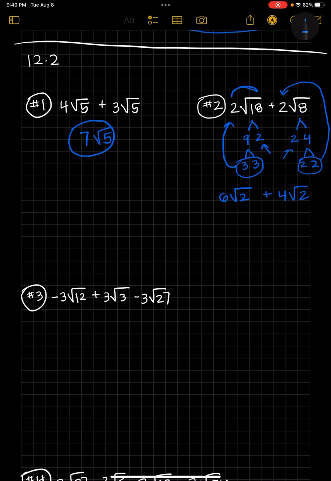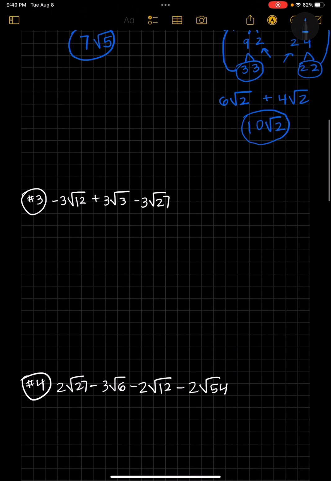So again, this is just a different way to write it. It's the same number, just a different way to write it. So now I have the same thing inside the square roots. I can add them together. So I do 6 plus 4, which gives me 10, and then it would be root 2. So I don't add the things inside the roots together. I leave the root as is, a square root of 2, but I just add the outsides.